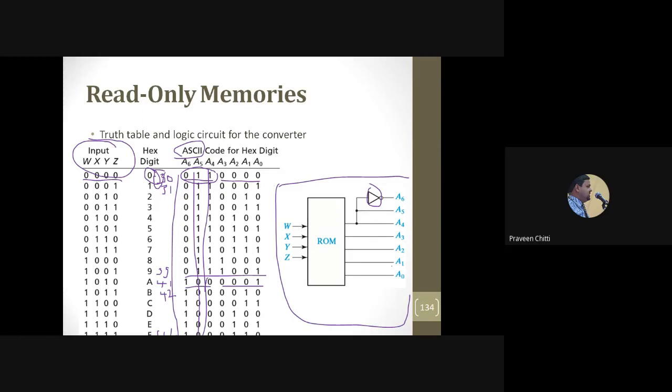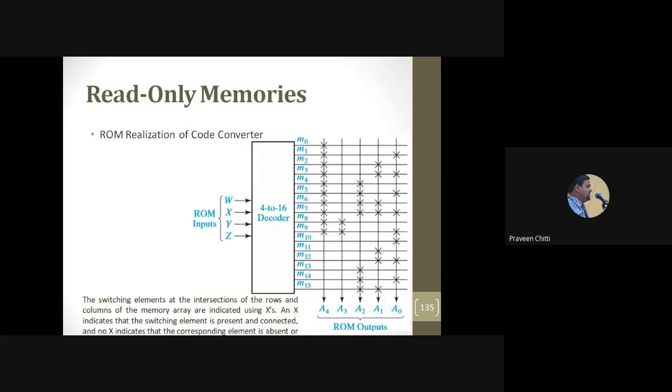To get this A0, which outputs do you need to connect? You can see here. Second, then fourth, then sixth, 8, 10, 11, like that. All these should be taken, and you have to put the switch there. Here you have to put the switch, here you have to put the switch. Wherever 1 is there, you have to put the switch, and wherever 0 is there, you have to leave it open, and that is what is shown.